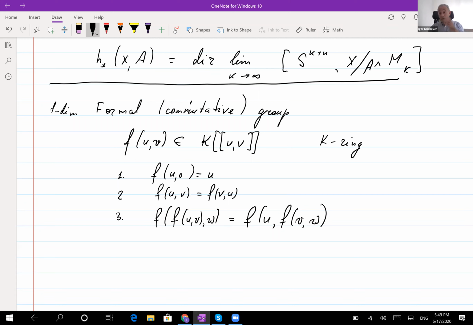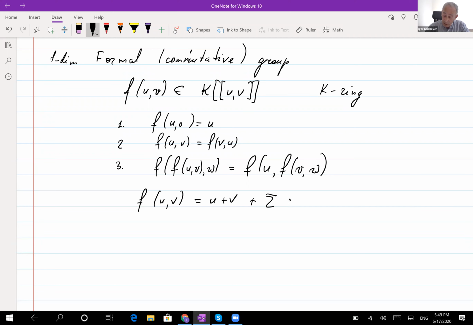These are three constraints for a series. The first and the second mean that it starts with F(U,V) equals U plus V plus some sum of alpha_ij U^i V^j, where i plus j should be bigger than 1. These are two axioms, and the associativity is a lot of relations on the coefficients alpha_ij of this formal series, which lie in the ring.